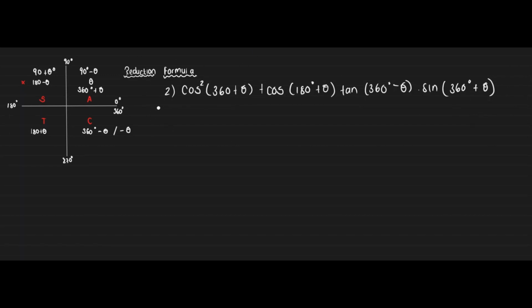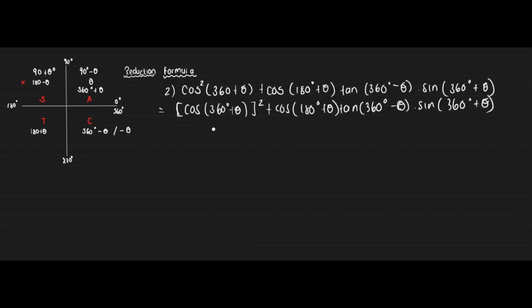We need to simplify this, right? First things first, when we have something squared, we need to change it like this. You're going to say cos, let me put a square bracket, and this is going to be 360 degrees plus theta, close bracket, and this is going to be all squared. This and this are exactly the same thing. Then let's rewrite everything the way it is.